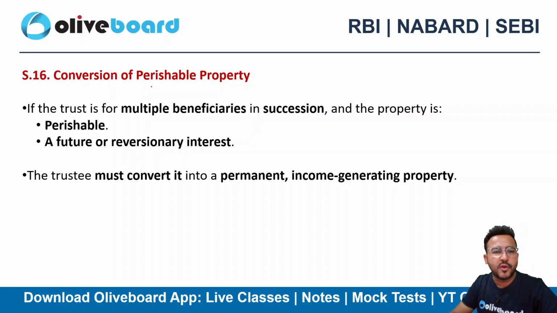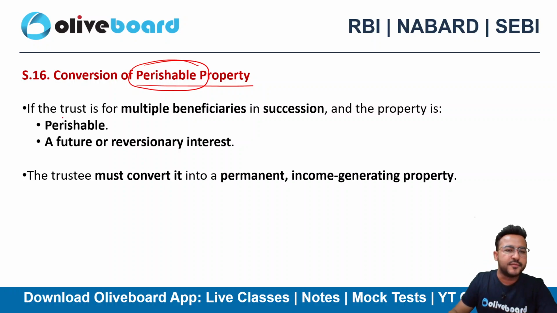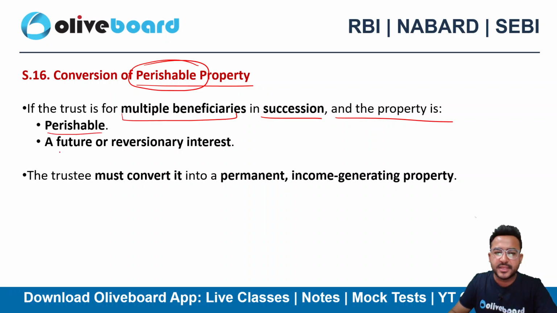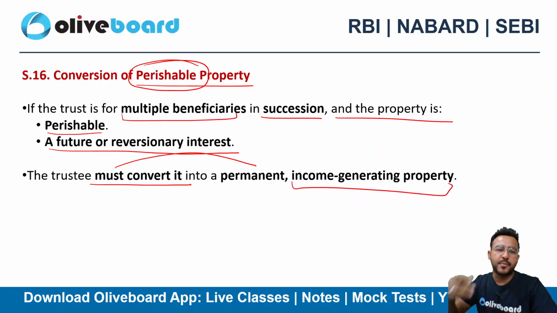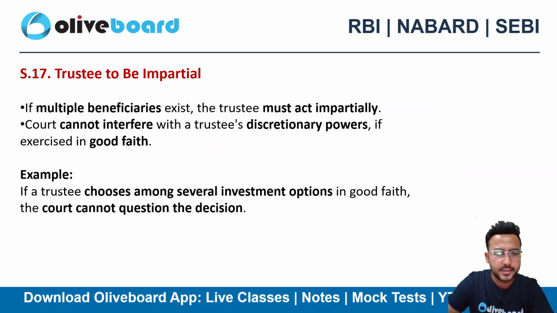Next is conversion of perishable property. Sometimes the property which is handed over to the trustee is perishable in nature. What do you mean by perishable? खराब हो जाती है, right? Deteriorate हो जाती है. If the trust is for multiple beneficiaries in succession and the property is perishable in nature, and a future or reversionary interest is there, the trustee must convert it into permanent income generating property. He should not keep it as perishable only, otherwise the property will definitely deteriorate in the future.